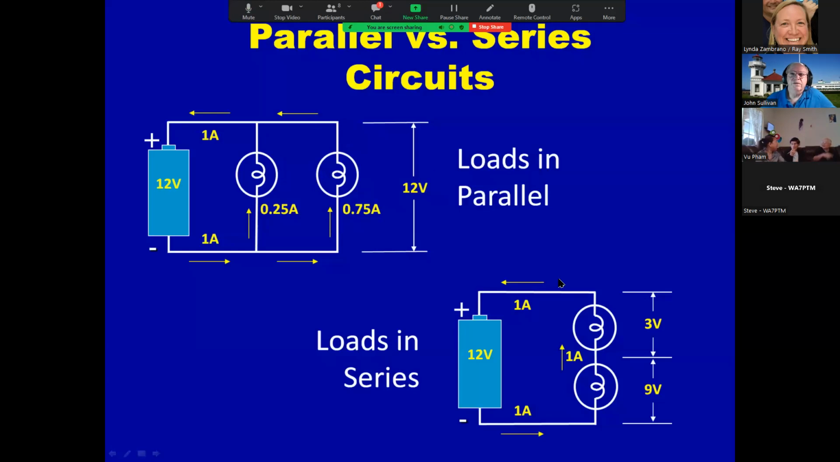In a series circuit, the items are in a single path. There's only one path, so the current is constant throughout the circuit, but the voltage will be different across each load. There'll be a different voltage drop across each load, but the current will be the same throughout. So that's another difference between a parallel circuit and a series circuit.